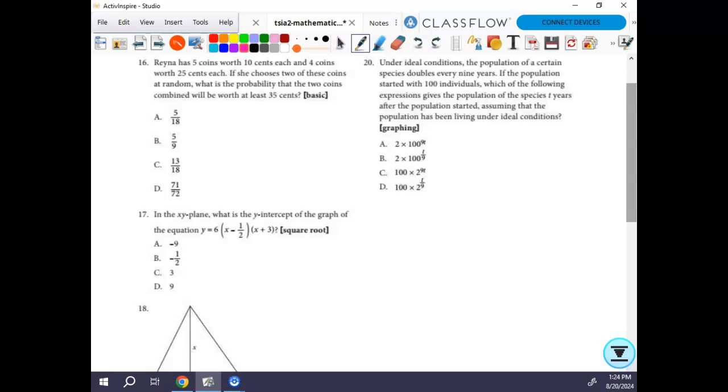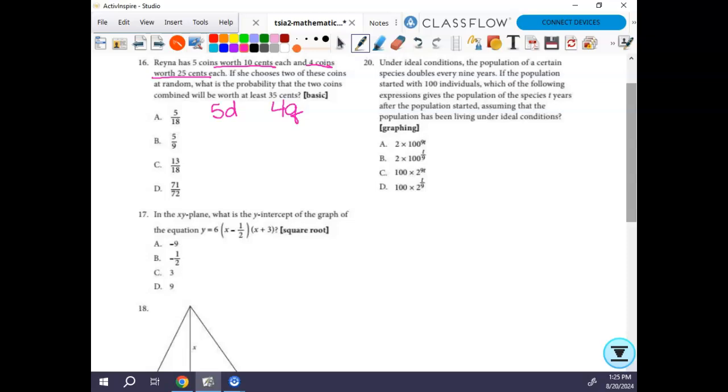Okay, that's fine. All right, so Raina has 5 coins worth 10 cents each, 4 coins worth 25 cents each. So here's what I'm going to do. Because the 10 and the 25 right now, I'm going to call them dimes and quarters so that I don't have too many numbers there, okay? So I have 5 dimes, right? And I have 4 quarters. I wouldn't necessarily have to do this, but to me that kind of helps because I got this 10 and 25 and whatever.